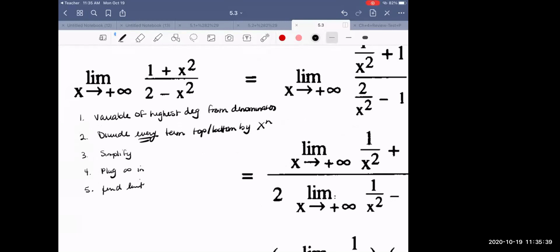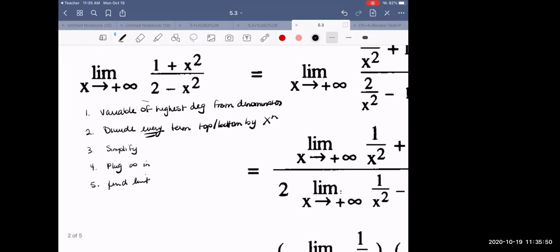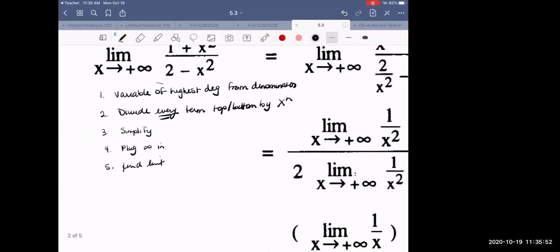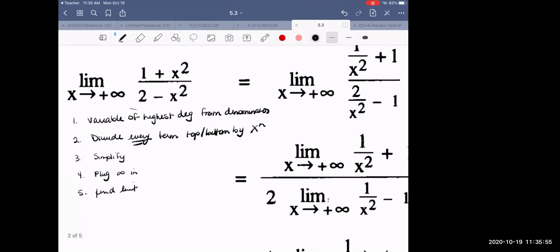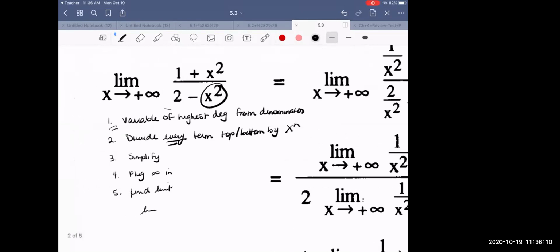Okay. So in this particular example here, we have the limit as x approaches infinity of 1 plus x squared over 2 minus x squared. And what you need to do is look downstairs, number 1, and find the variable of the highest degree. Well, that would be x squared. I don't care about the sign. I just want the variable to the highest power. That would be x squared. And now what you need to do is say the limit.